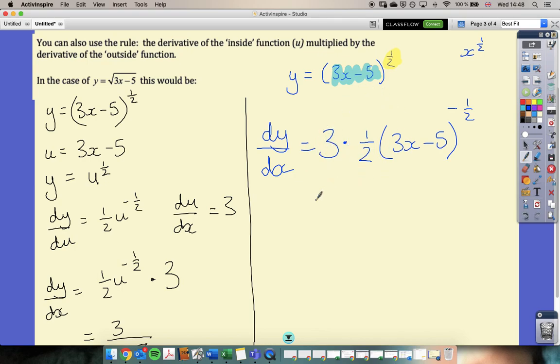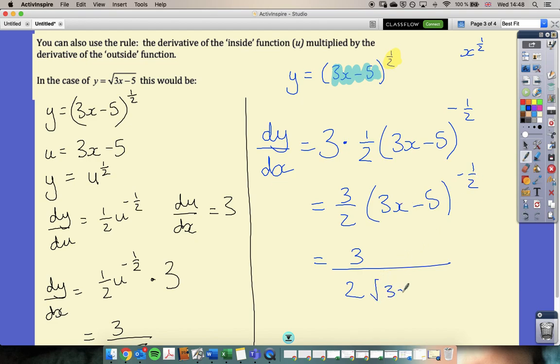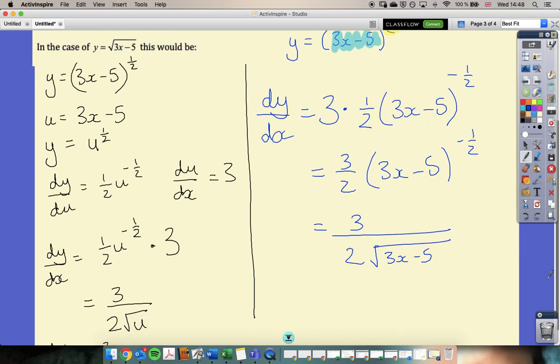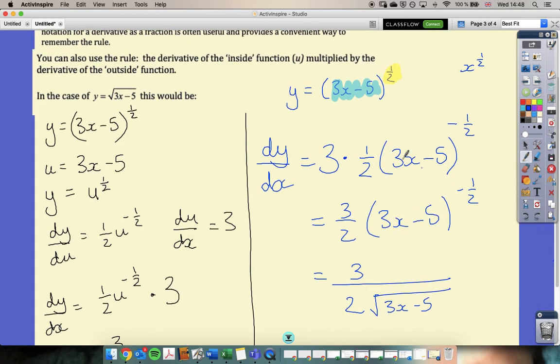So if I tidy this up, we get 3 halves times 3x minus 5 to the power of a negative a half, which is the same as what we got using the other method. We'd move this down to the denominator and we would square root it. Okay, so we arrive at the same answer. This method, if you feel happy with it and you become more confident with it, is quicker than this method. This is much more methodical though.